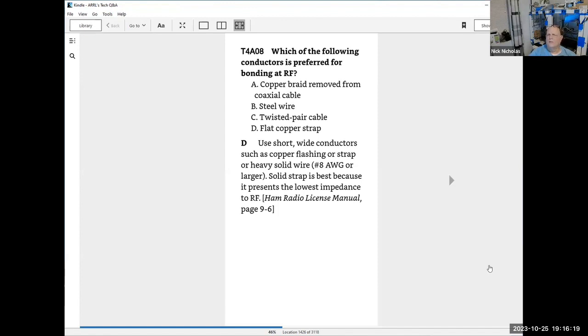The other answers: a copper braid removed from a coaxial cable. Well, if it's a big enough coaxial cable, it might be decent, but it won't be as good as a flat copper strap, which is more dense and is specifically designed for bonding. Twisted pair, by the way, is telephone wire. That won't work. And steel wire is never as efficient as copper. So the best answer here is a flat copper strap.